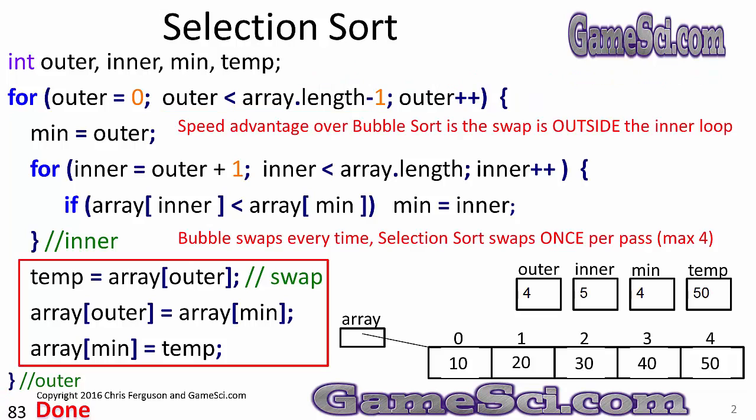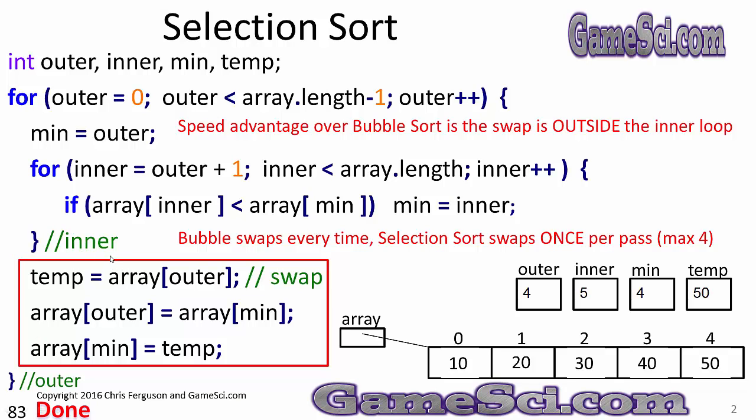The speed advantage over bubble sort is the swap is done outside the inner loop. Bubble sort swaps every time. Selection sort swaps once per pass. If this inner loop spins 4 times, then at most I'll do 4 swaps. See this code that I have boxed up? In bubble sort, that was inside the for loop. Therefore, swapping occurred much more often.